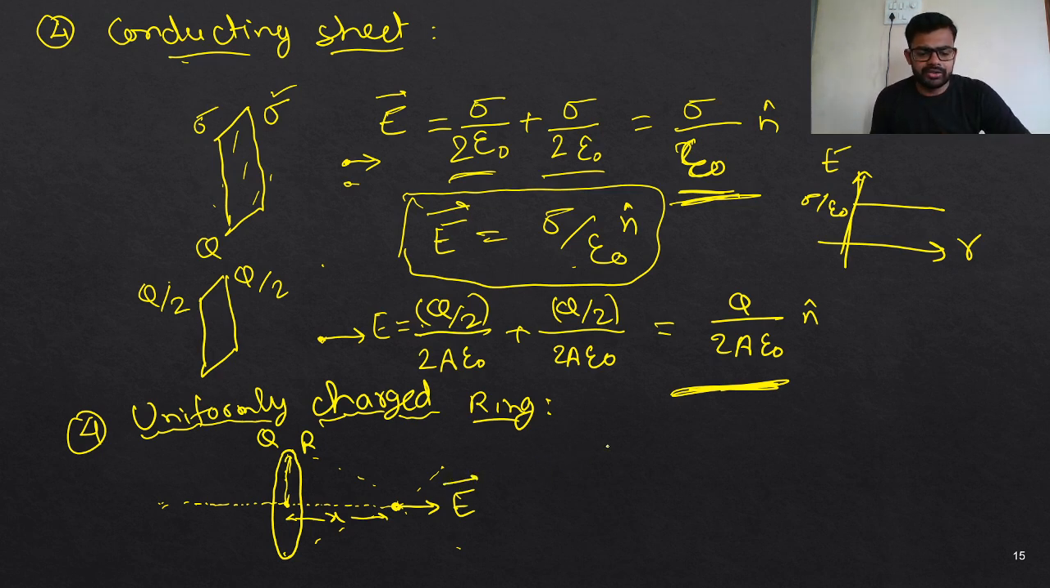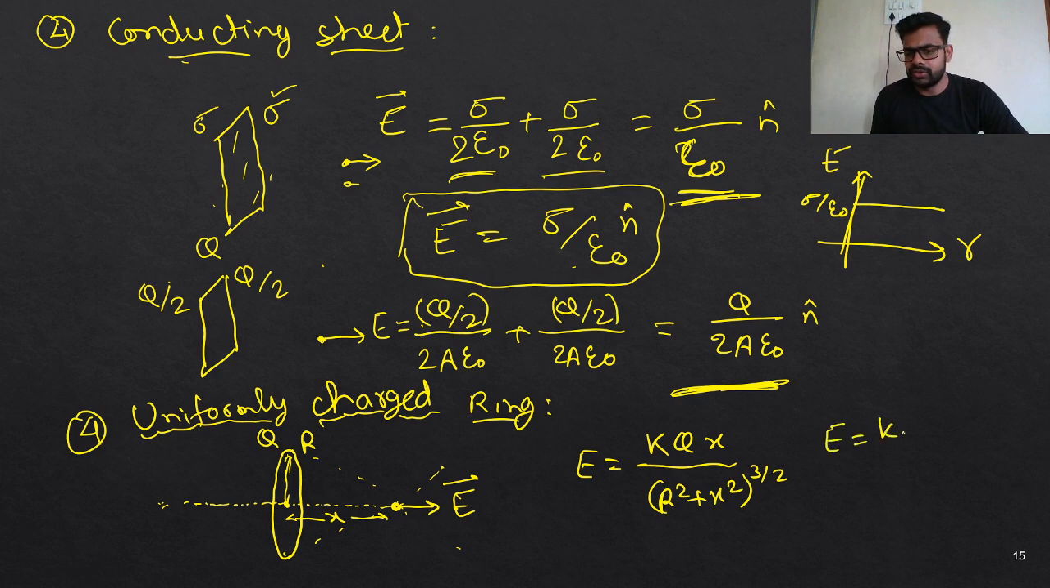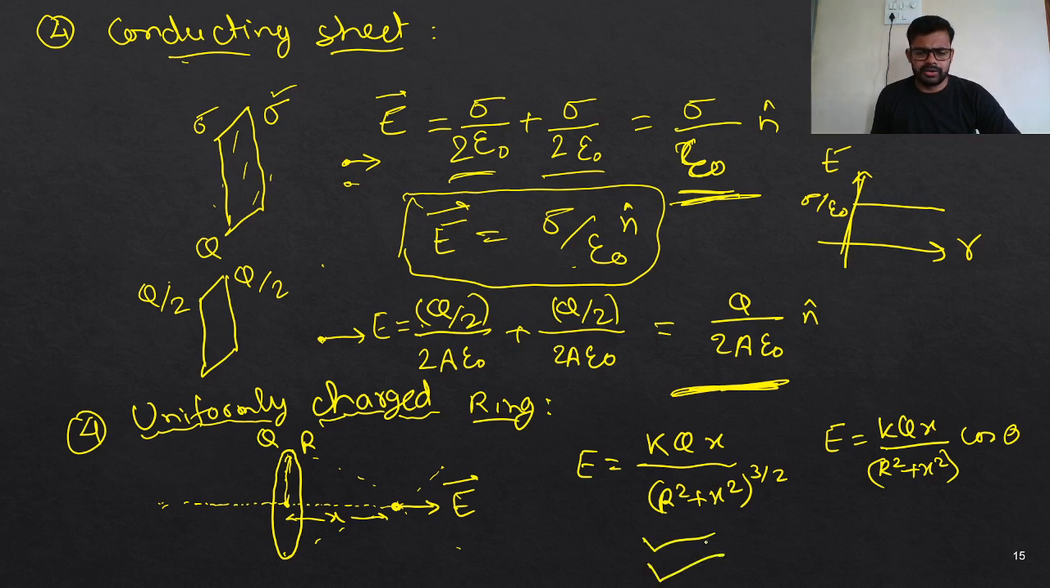How to write it? E is equal to kqx upon (R square plus x square) raised to 3 by 2. Or you can write it like this also: E is equal to kq upon (R square plus x square) times cos theta. It doesn't matter, remember this formula. What is cos theta? Cos theta is x upon root of R square plus x square, so you get the same value. This is the formula you need to remember.